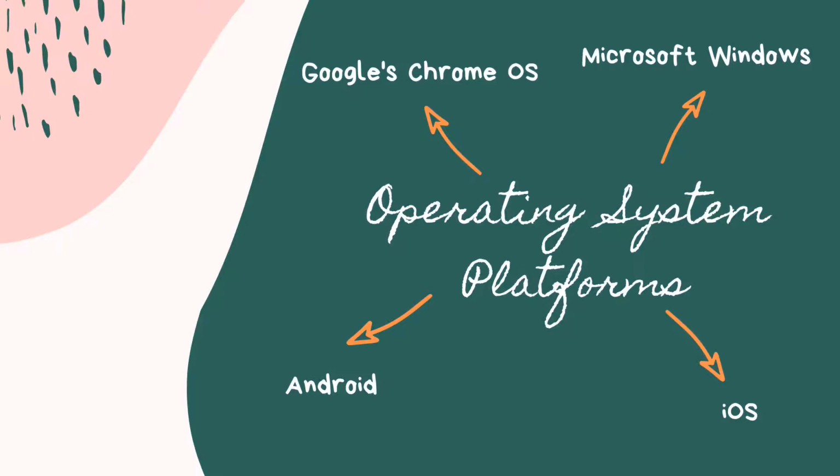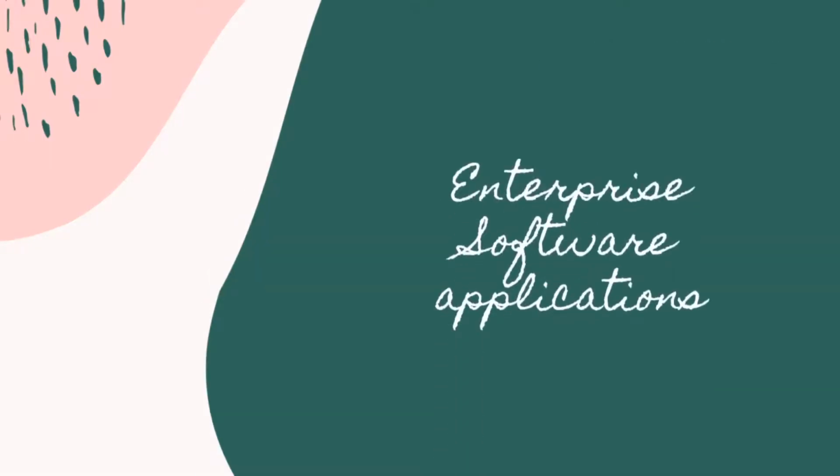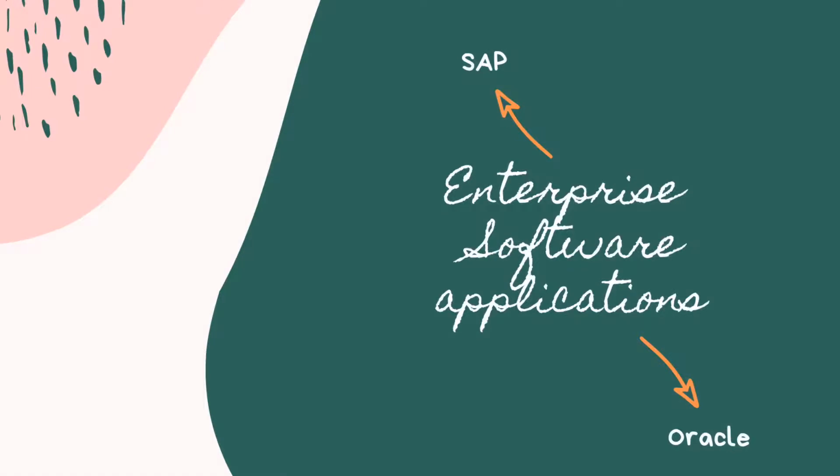So now, let's move on to number 3, enterprise software applications. The largest providers of enterprise application software are SAP and Oracle. In 2016, firms worldwide were expected to spend about 321 billion on software for enterprise applications, which are now treated as a component of IT infrastructure.